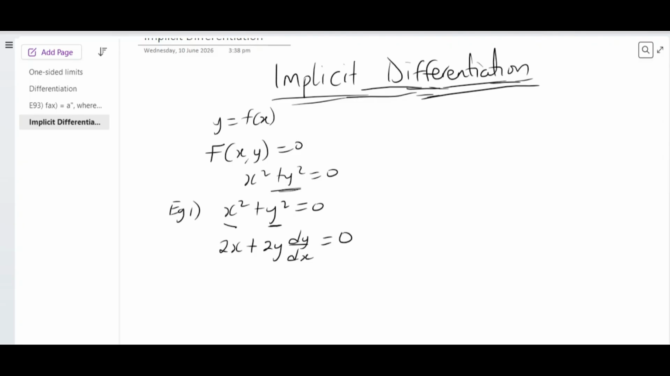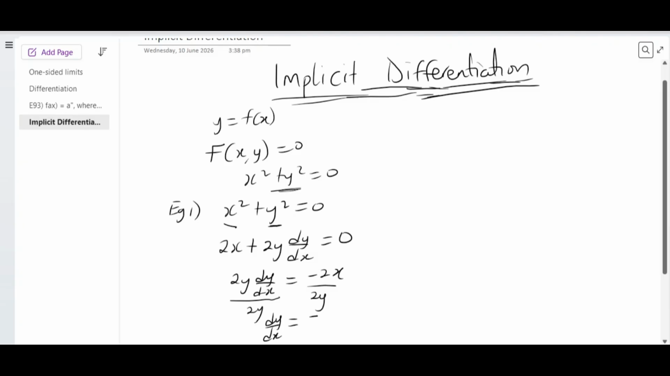Now I am looking for dy/dx, so any other thing that does not have dy/dx, I move to the other side. So I'm going to have 2y dy/dx equal to minus 2x. Since I'm looking for dy/dx, I divide here by 2y, divide here by 2y, and then finally I have dy/dx equals minus x over y, because the 2's will cancel. So if I take the implicit differentiation of the curve x squared plus y squared equals 0, I get minus x on y. Alright, let's look at example 2.